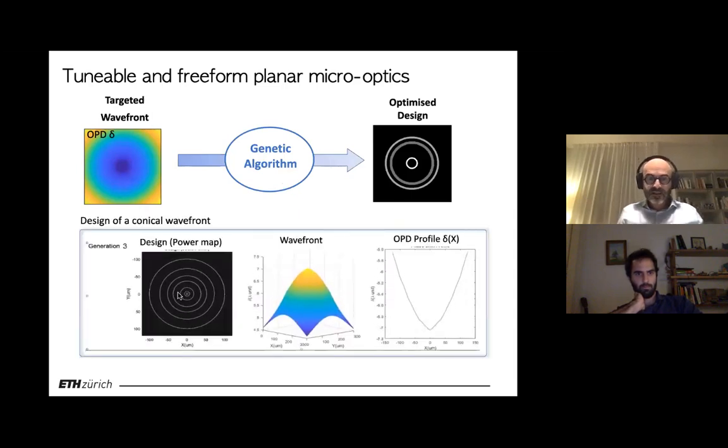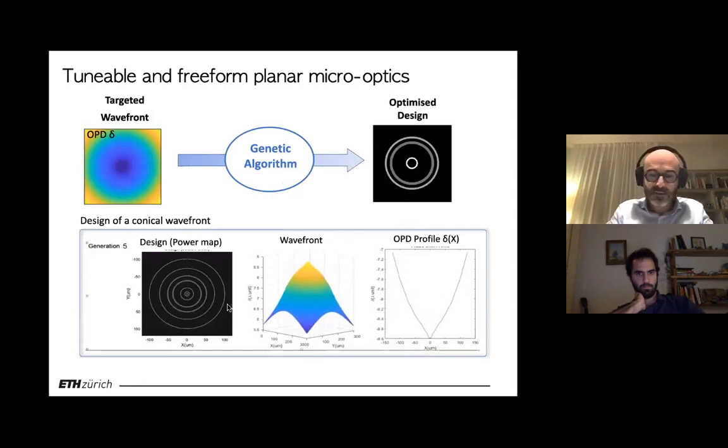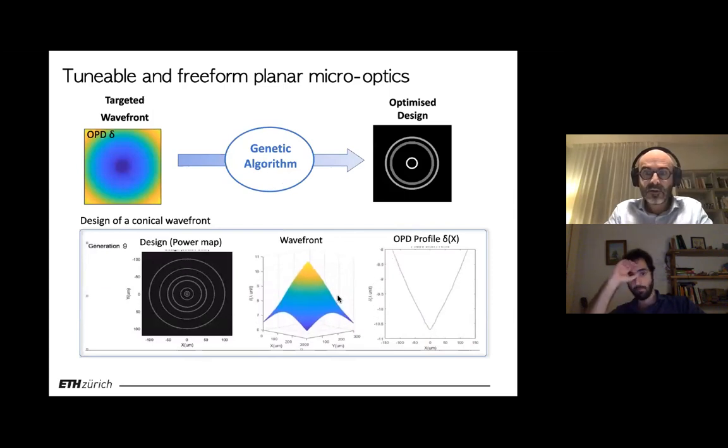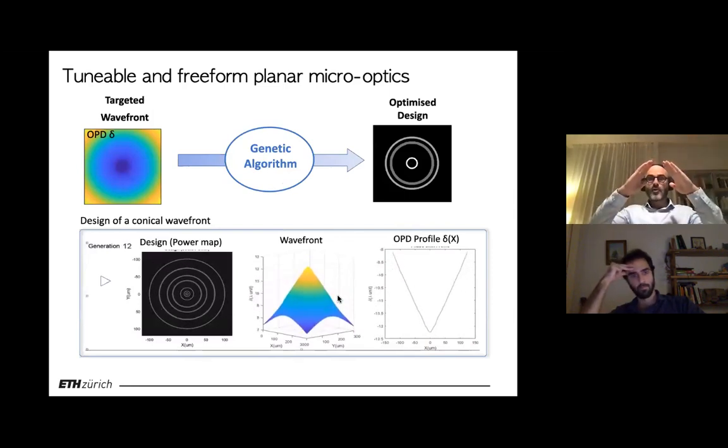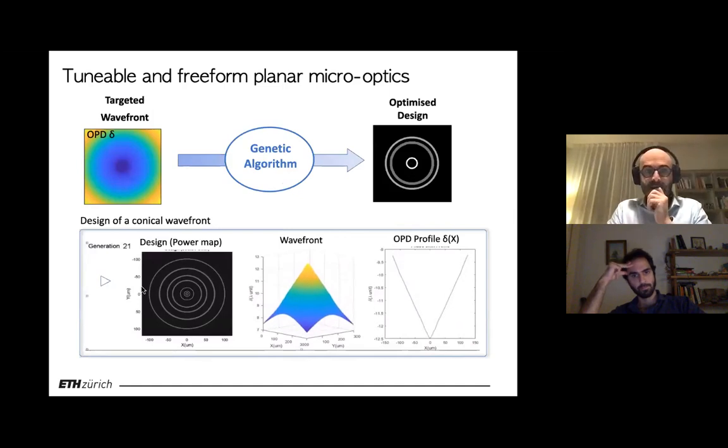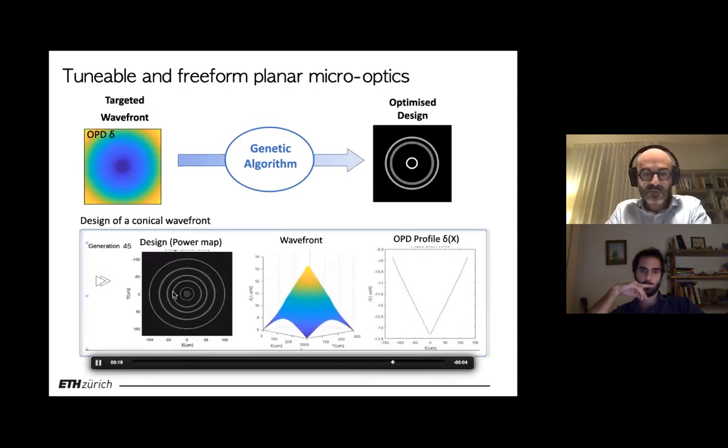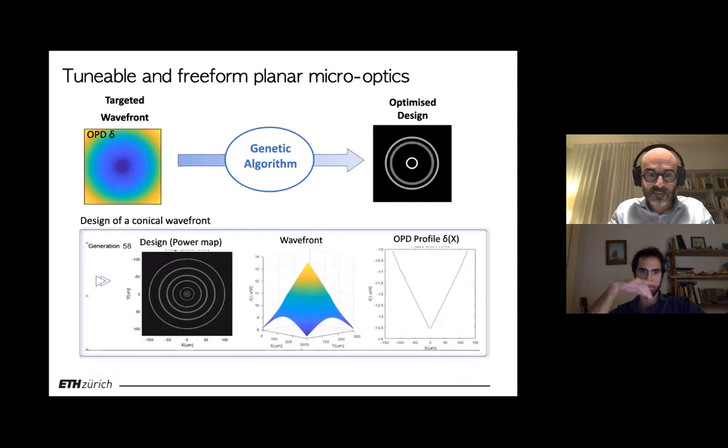So what I'm showing here is kind of a reconstitution of what Pascal did. And so you see that we aim at a conical wavefront. And through these different iterations, I think we're going to get to 50 or 60. We're going to eventually find out what is the optimum design for the resistor. So here we go. So we have, let's say, the closest thing to the ideal wavefront we aim at.